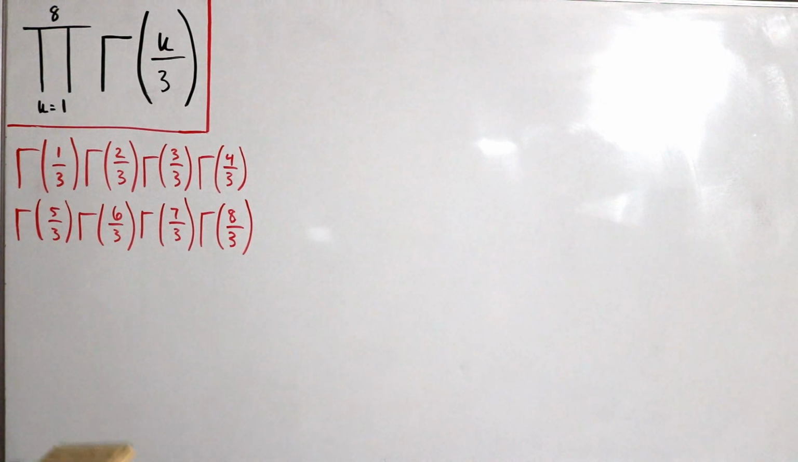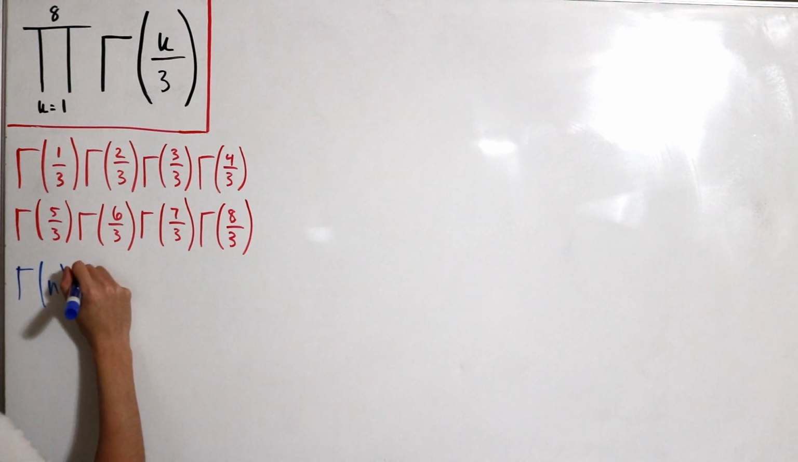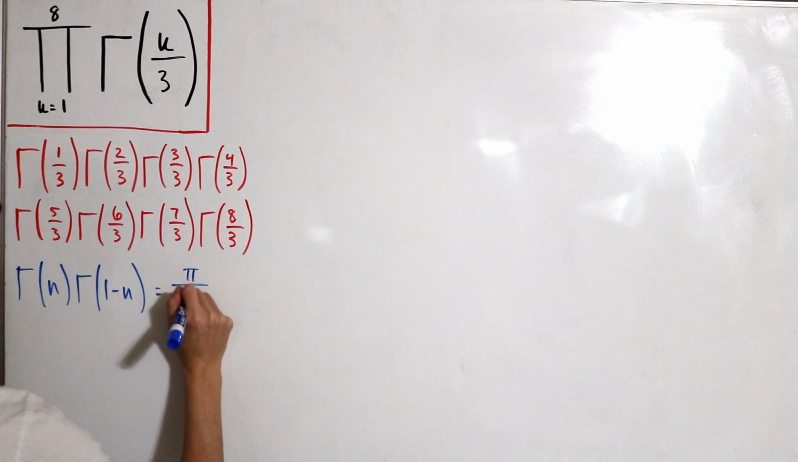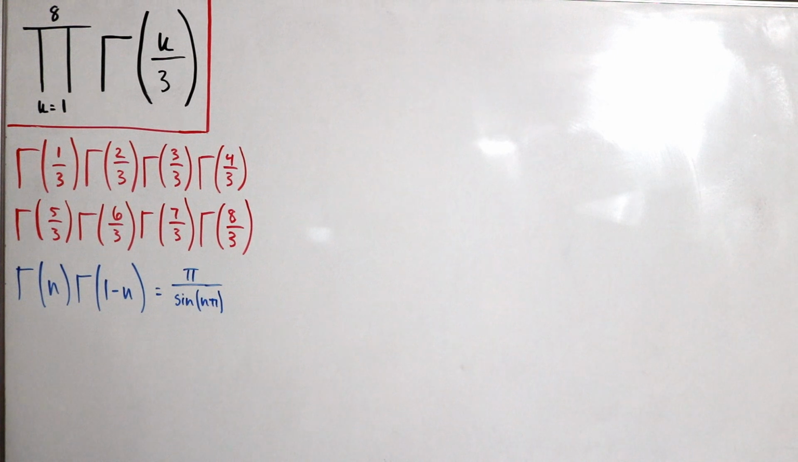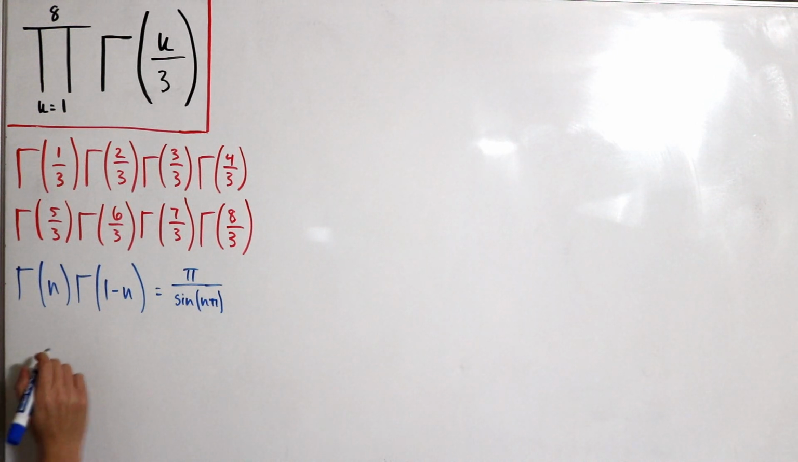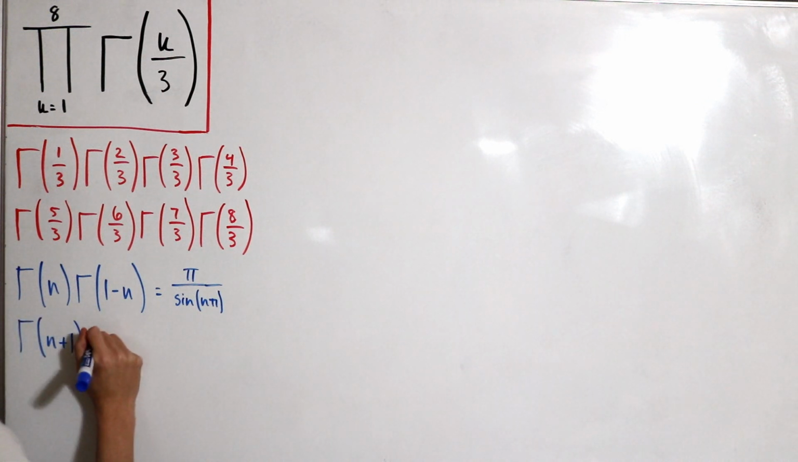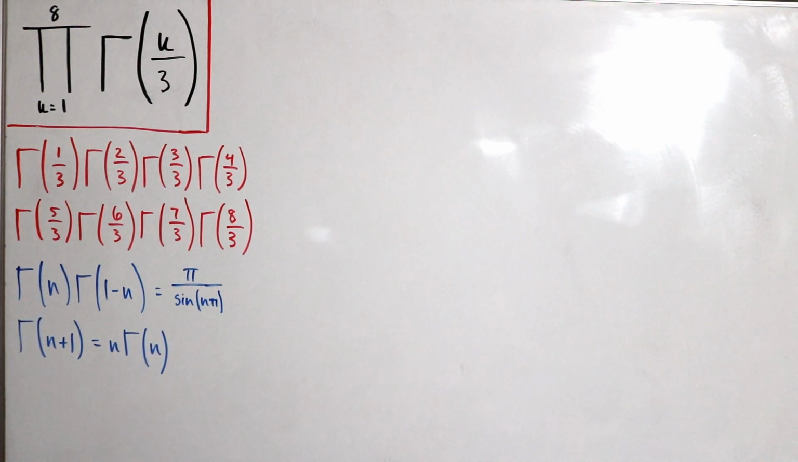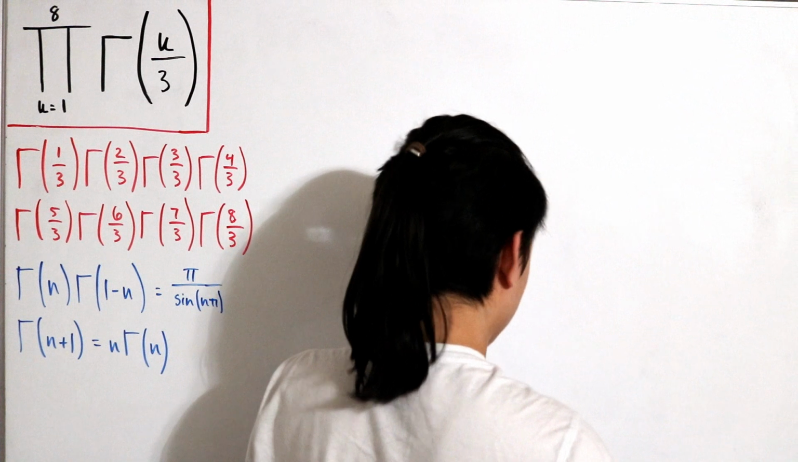The first formula we'll use is Euler's reflection formula. It says that for n not an integer, gamma of n multiplied by gamma of 1 minus n is equal to pi divided by sine of n times pi. You will be using this a lot. The next formula is the recurrence relation, which says that for n strictly greater than 0, gamma of n plus 1 is equal to n times gamma of n. These two formulas will be very important for the changes we need to make.